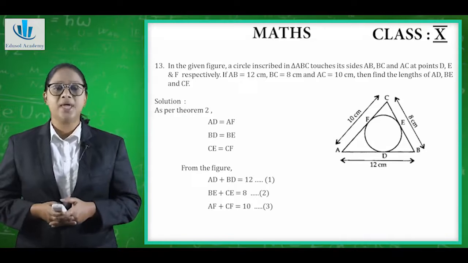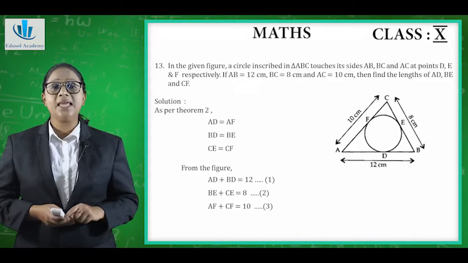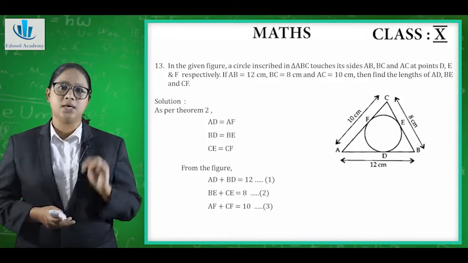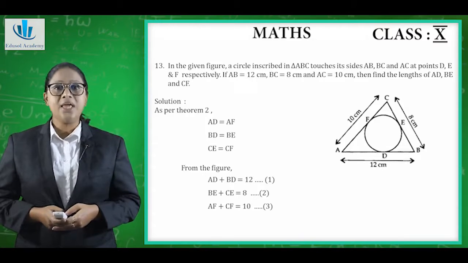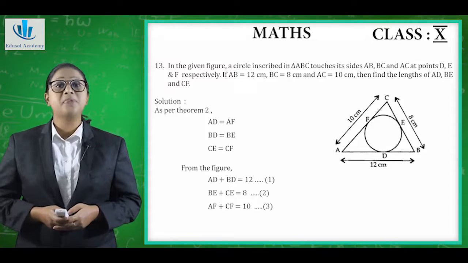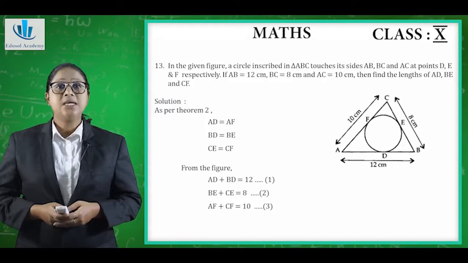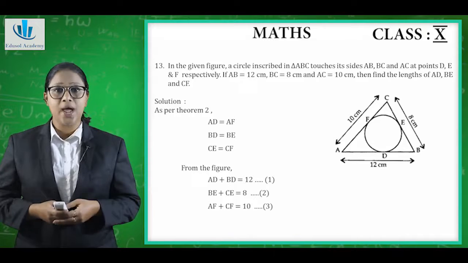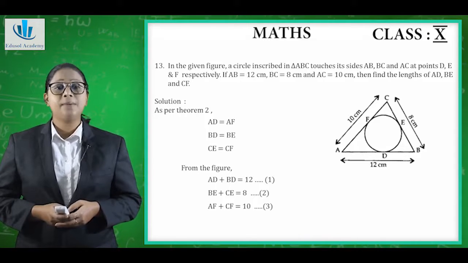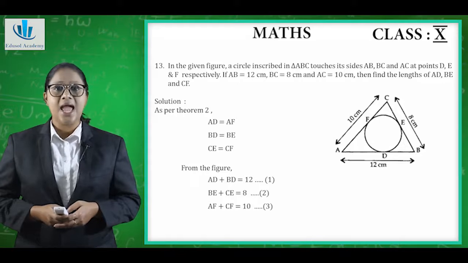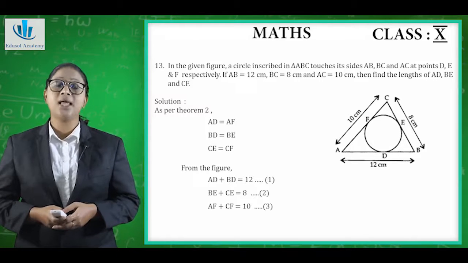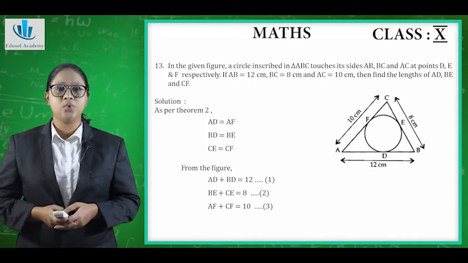So AD equal to AF will be the first, BD equal to BE will be the second, CE equal to CF will be the third. From the figure, we can write AD plus BD is equal to 12 cm. Let that be equation 1. Similarly, we can list out equations 2 and 3 as BE plus CE equal to 8 and AF plus CF is equal to 10. So we got 3 equations 1, 2 and 3.